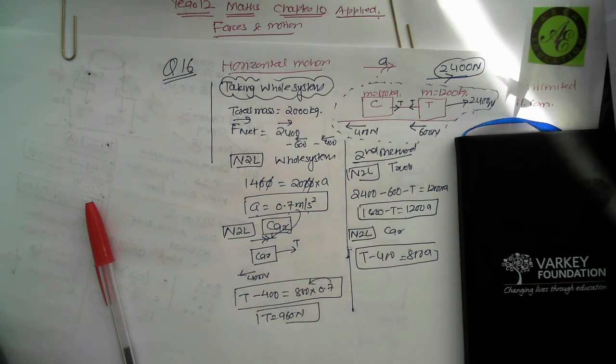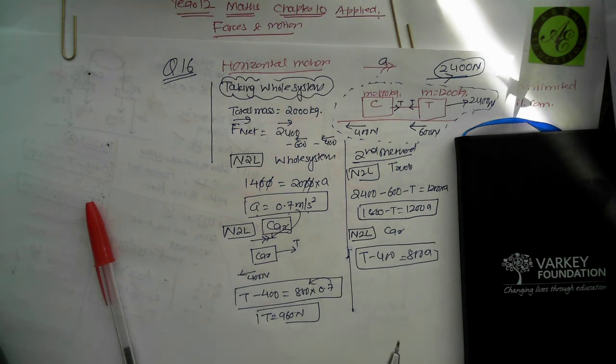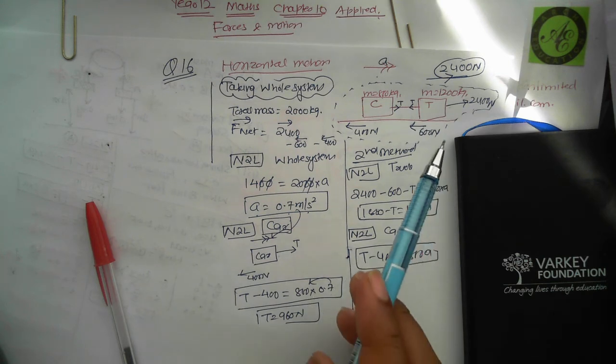Then guys, let's read the next part. Right, the question goes like this. It says, when the truck and the car are moving at 20 meters per second, so velocity is 20 meters per second, the rope breaks. It's a similar question to what we've done before. The engine of the truck provides the same driving force as before, but this time it is only pulling the truck. The car is not being pulled anymore after that.